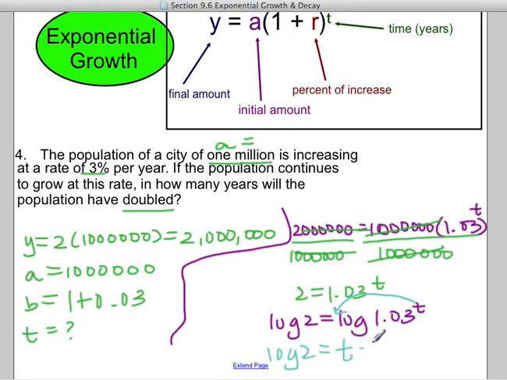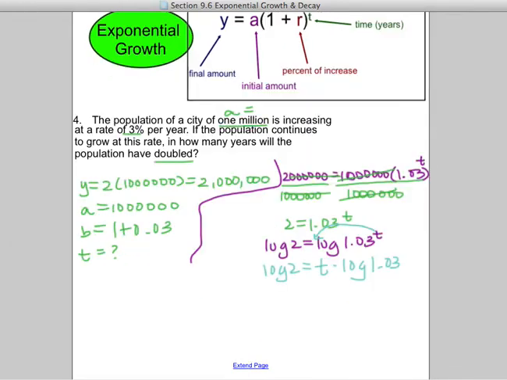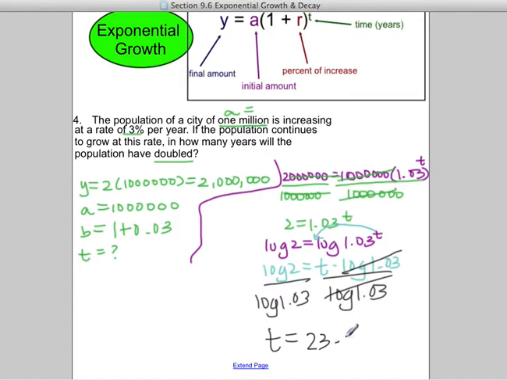Remember that log allows that t to come down in front. So it's really t times log of 1.03. Next step, I would divide both sides by log of 1.03. So t is equal to log of 2 divided by log of 1.03. And if you type that in on your calculator, you will get 23.450, and this is labeled in years. Okay, so it will double after 23.450 years.